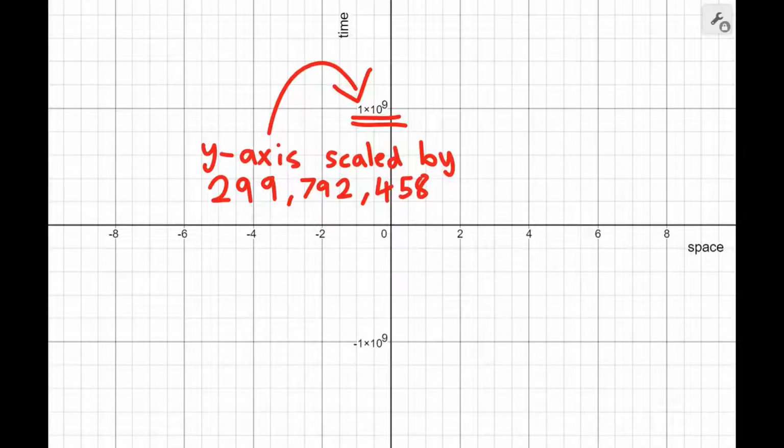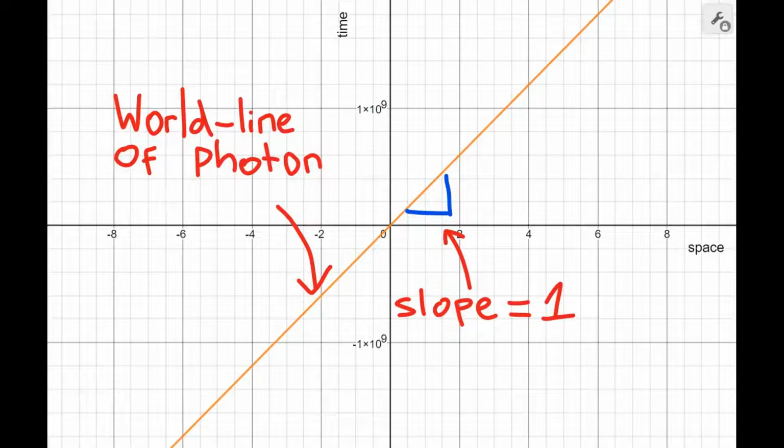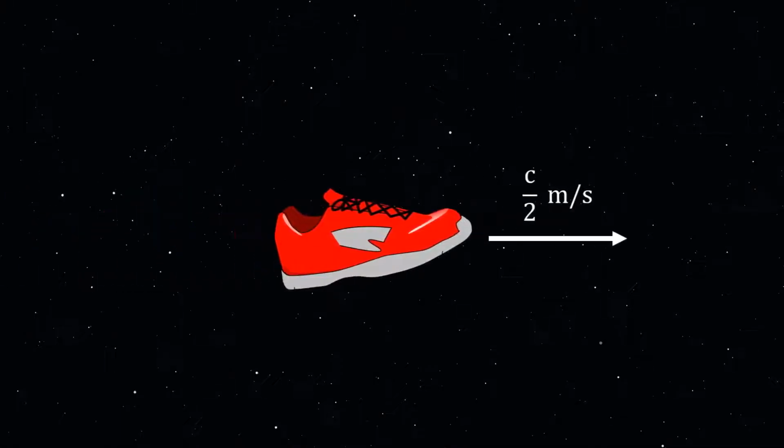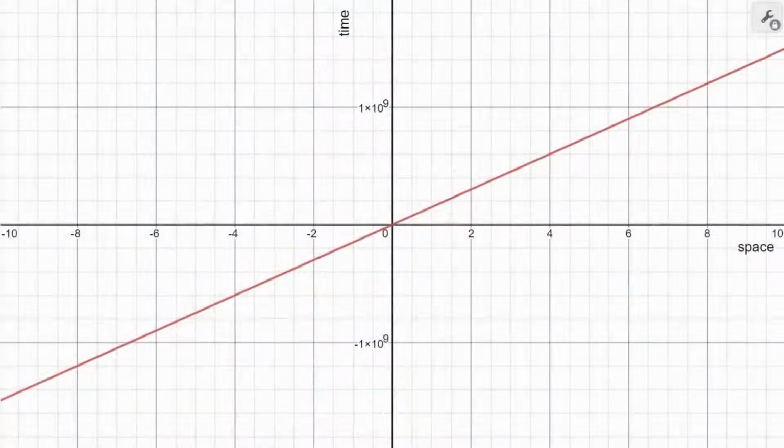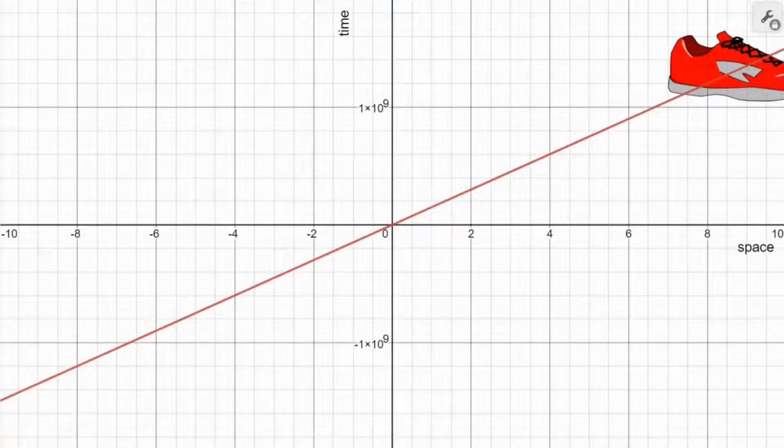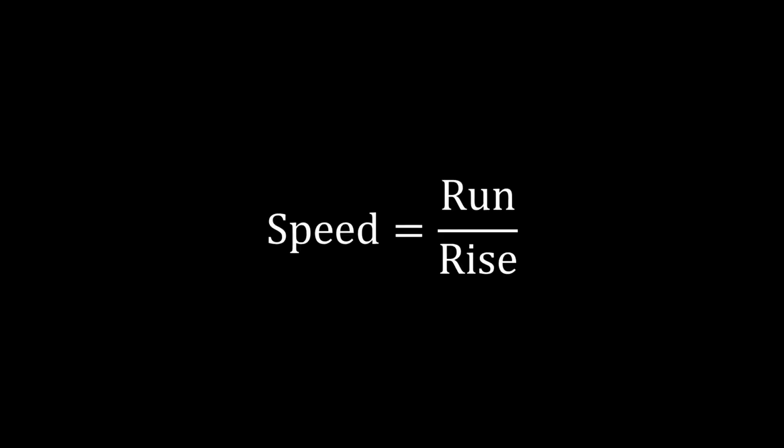The time axis is scaled down by c, which makes the world line of any photon a diagonal line with a slope of 1 or negative 1. You can represent the world lines of all objects on this diagram. For example, if my shoe was drifting through space at c over 2 meters per second, its world line would look like this. Oh yeah, I also forgot to mention, since space is represented on the x-axis instead of the y-axis, speed is run over rise instead of the conventional rise over run.